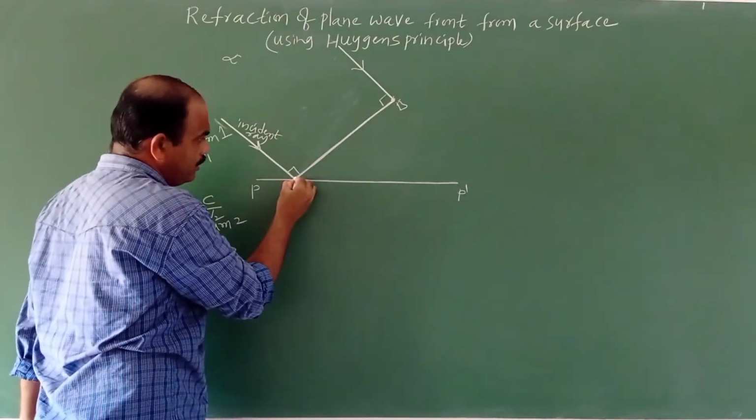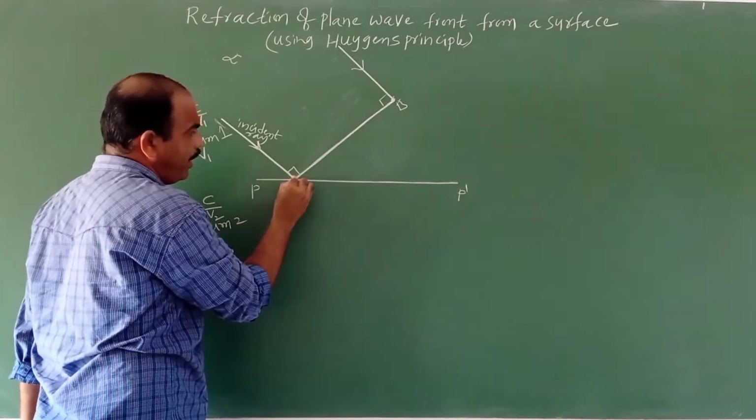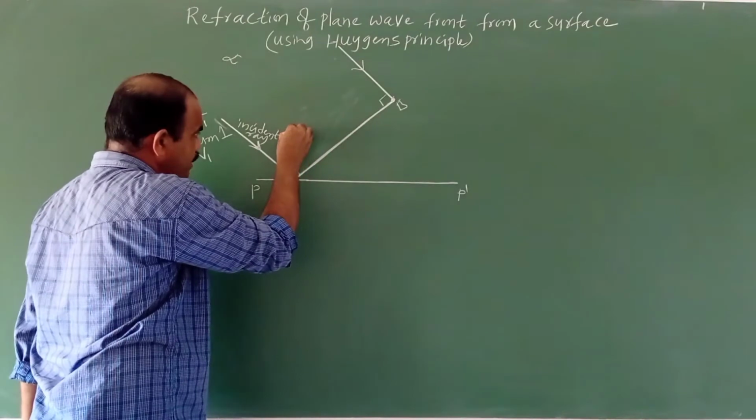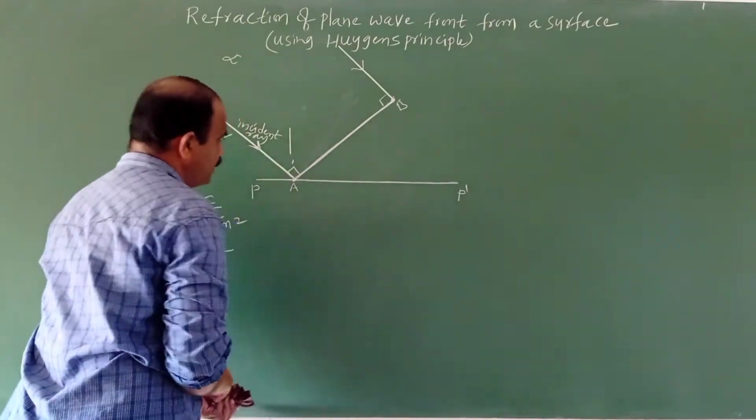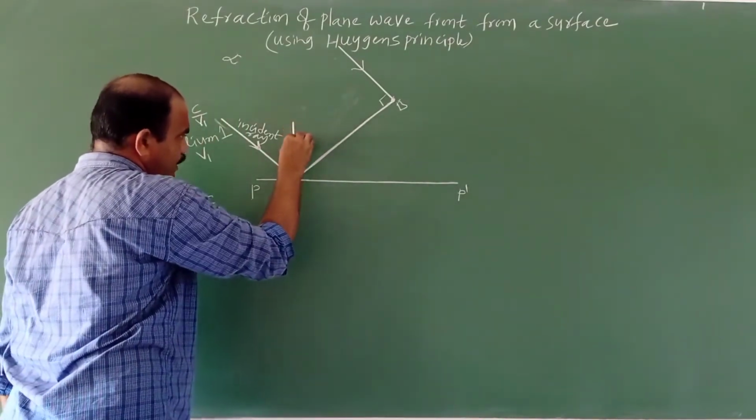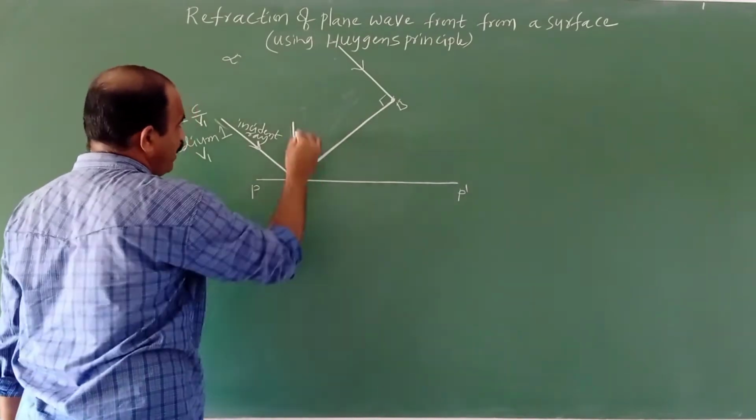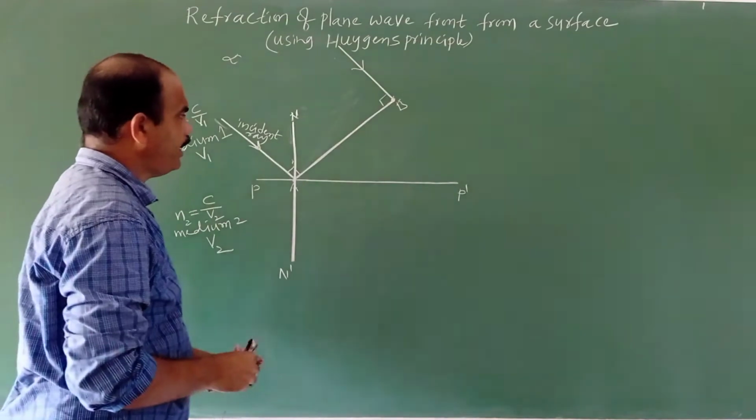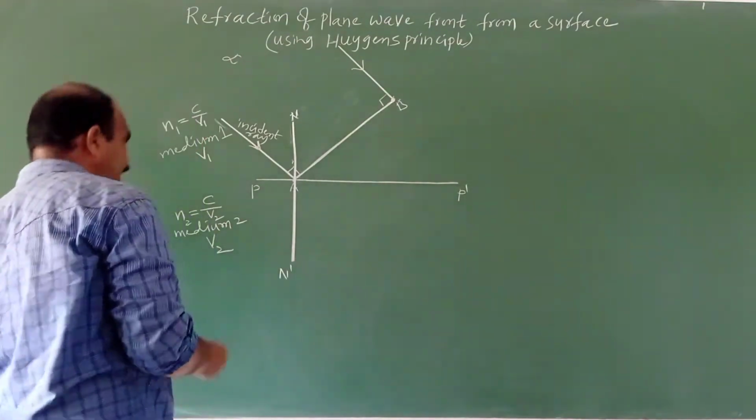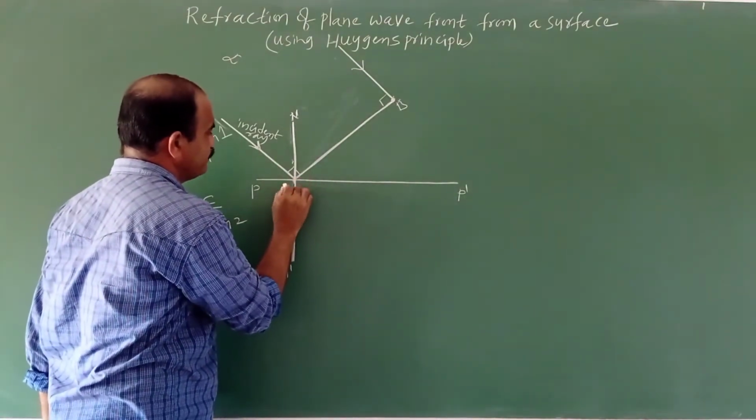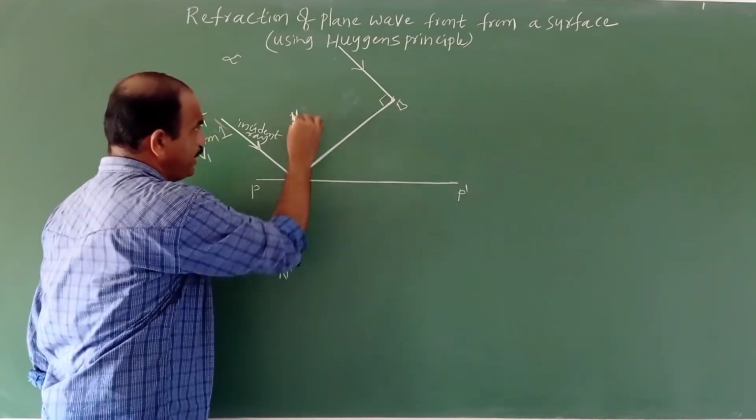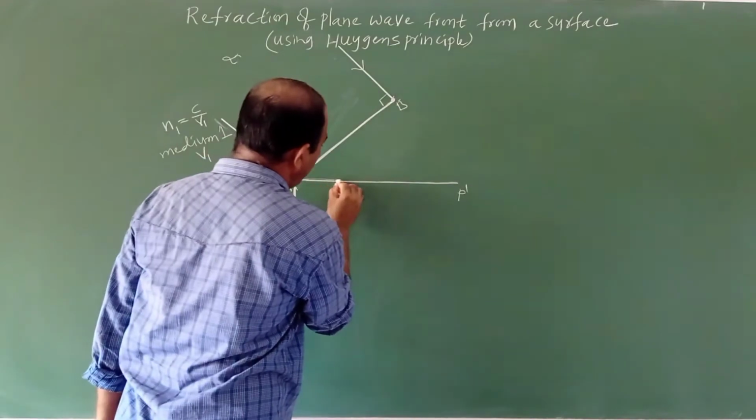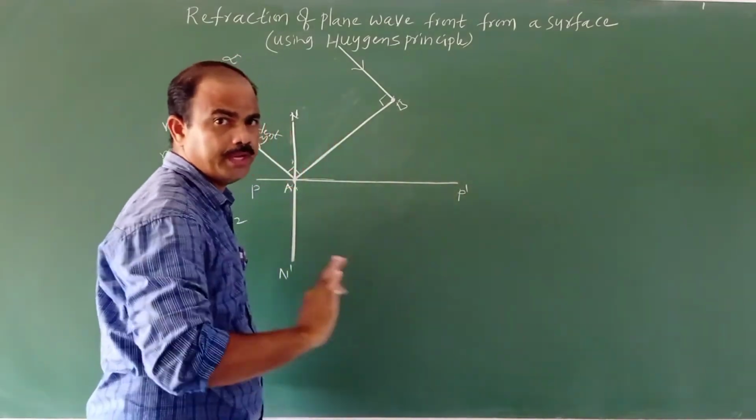To know that, I am drawing a normal at point A for the surface P dash. This is the normal, and we will call it n dash. So what is n dash? The n dash is the normal drawn to the surface P dash.